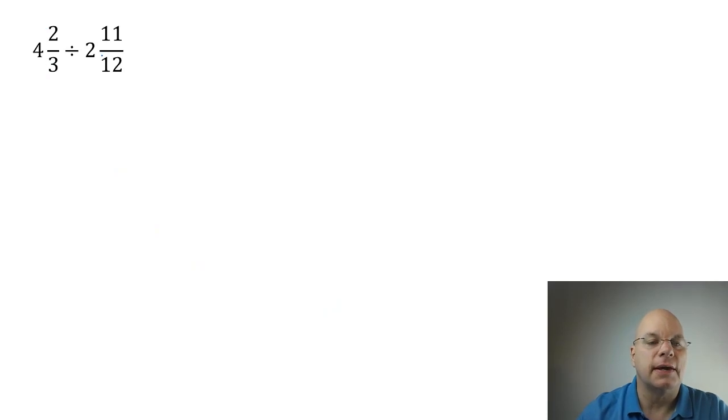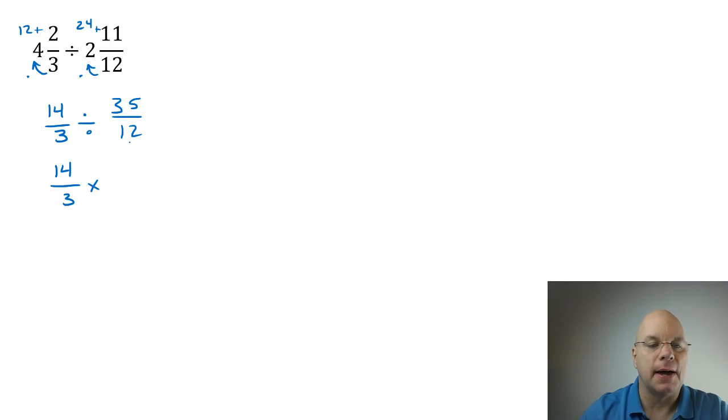Here, both our dividend and our divisor are mixed numbers. 3 times 4 is 12, plus 2 is 14. So I have 14/3 divided by 12 times 2 is 24, plus 11 is 35 twelfths. 14 thirds divided by 35 twelfths is the same as 14 thirds multiplied by the reciprocal of 35 twelfths, which is 12 thirty-fifths.